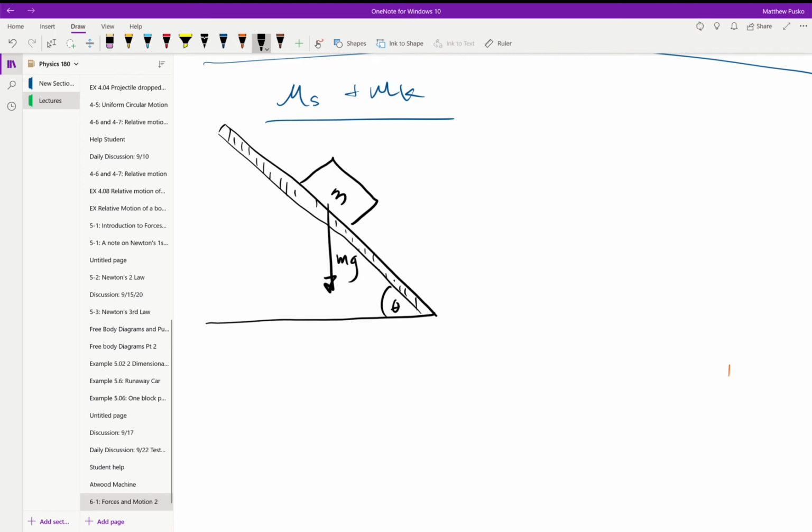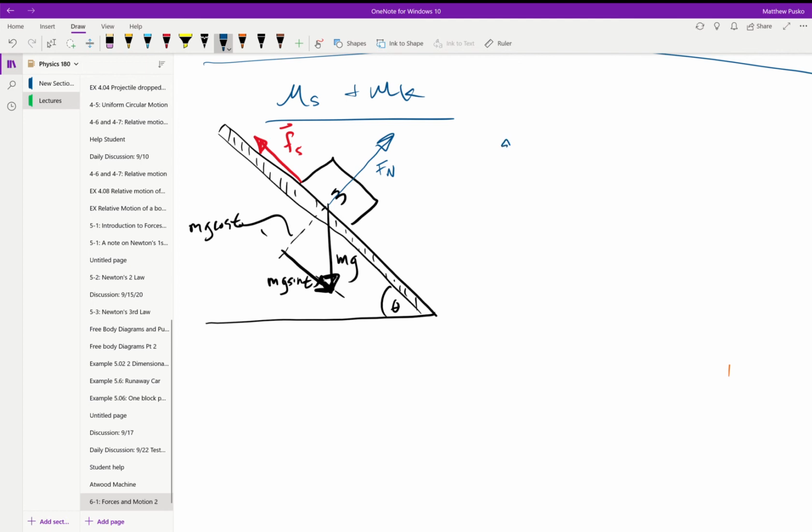Well, if that's the case, then we're going to be dealing with some sort of friction going in the opposite direction. And let's start with static friction. When we draw the weight down, we need to break it up into its components when it's on an inclined plane. And that gives us an mg sine theta in the direction parallel to the plane, and an mg cosine theta perpendicular to the plane. And we got to draw one more, the normal force.